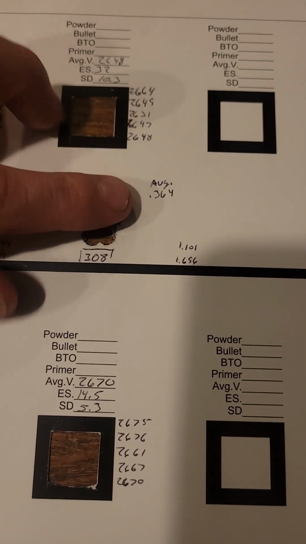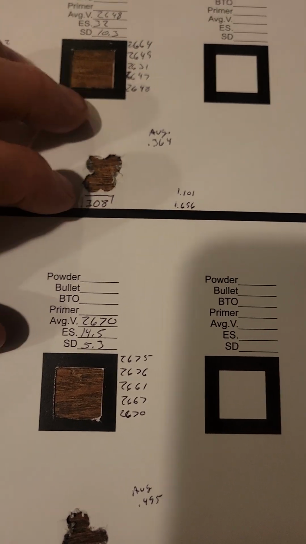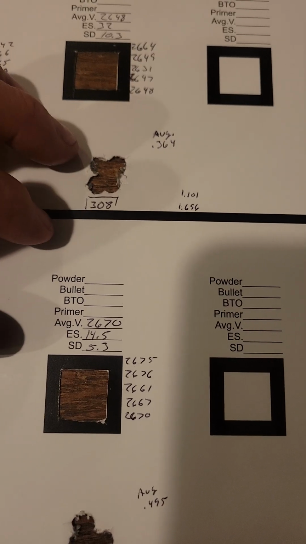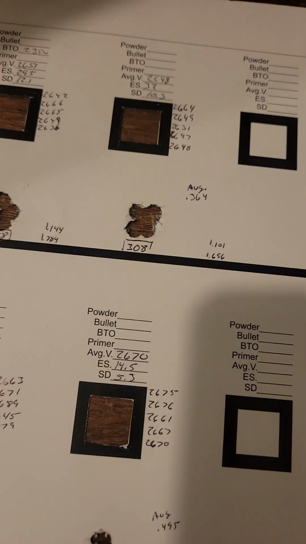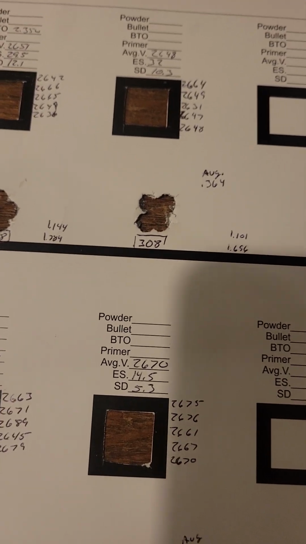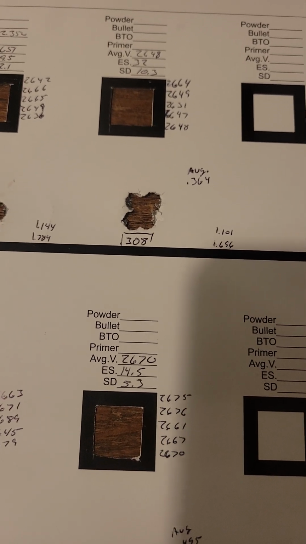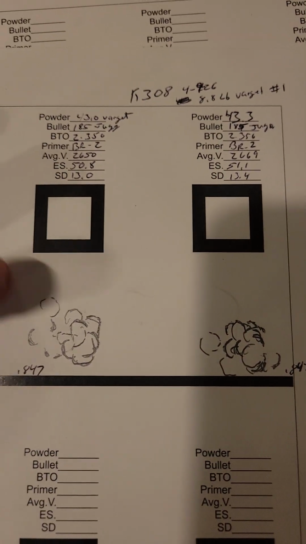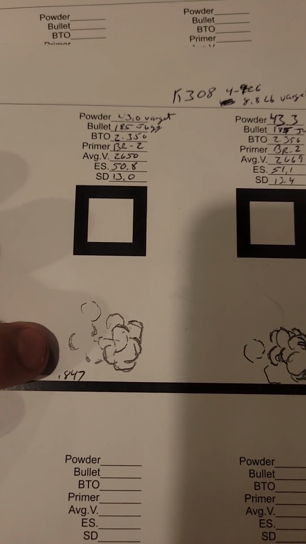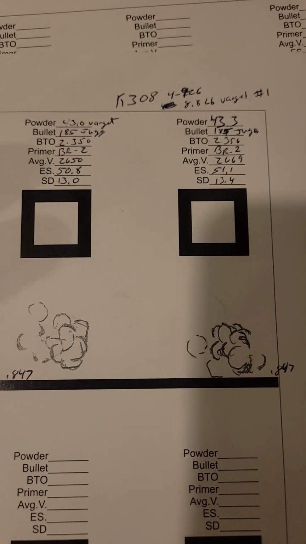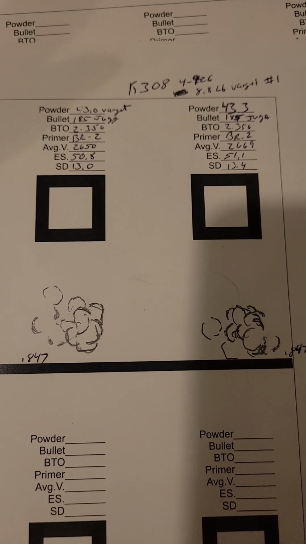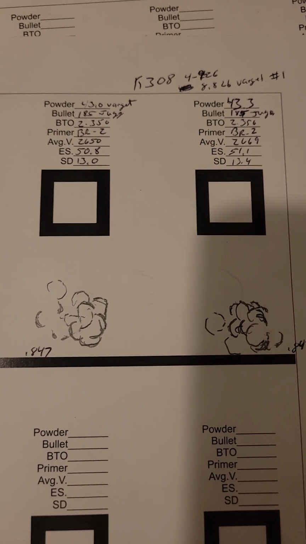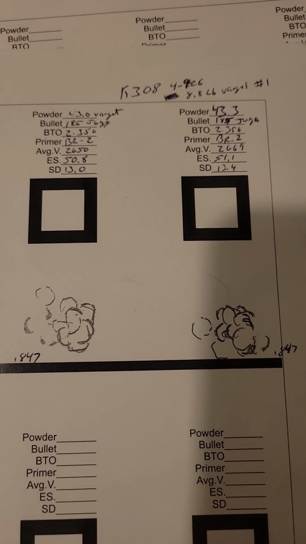Going back to the average group size, I don't think that's a very good way to do it, because when you do a composite or lay the groups over each other, or if you did one 20-shot group, you end up with this. So here are the two loads, 43.0 and 43.3. They come out to basically the same size. It's hard to measure that completely accurately. There could be a tenth difference or something.